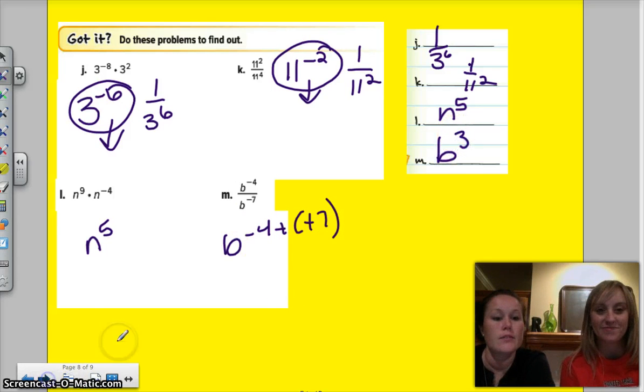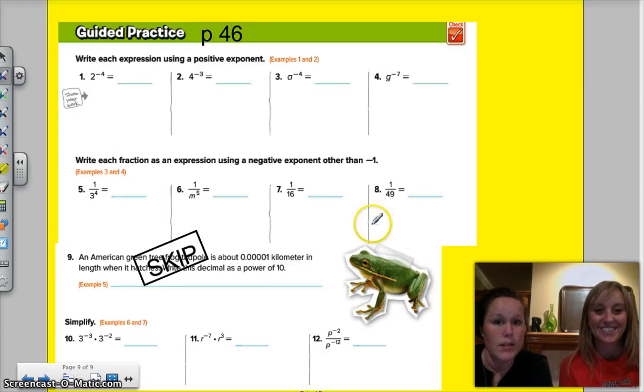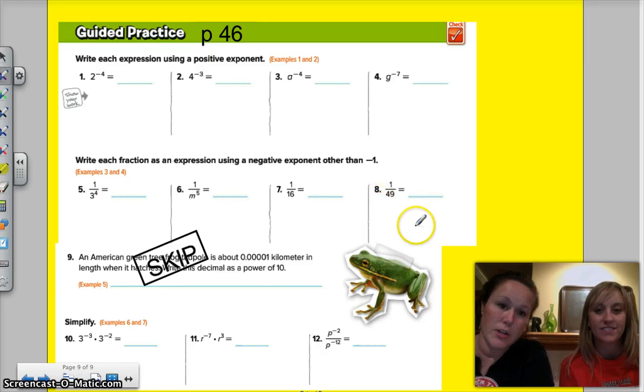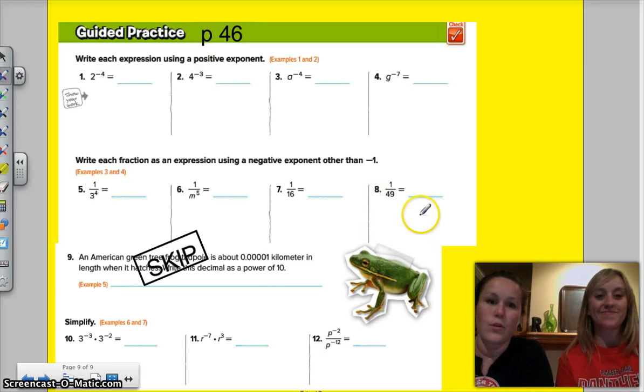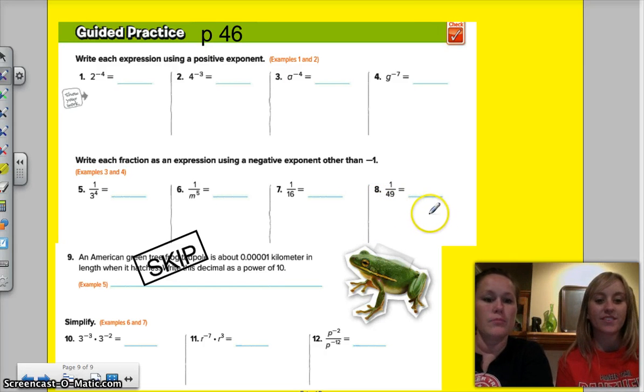Okay, all right, guys. Here's your guided practice. When you come to class tomorrow, we're going to open up to page 46. We're going to check these, go through a few, and then we're going to get to practicing independently. Okay, look at number 9.